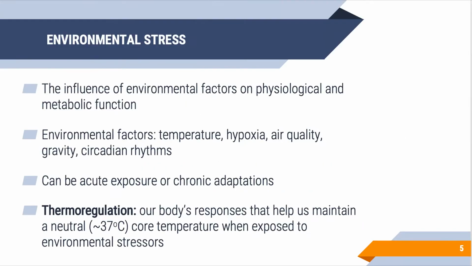in general. So environmental stress is the influence of the environment on physiological and metabolic function. Environmental factors that we'll touch on are different temperatures, different oxygen concentrations, air quality, gravity, and circadian rhythms. Note that these can be acute exposures or chronic adaptations to these environments.